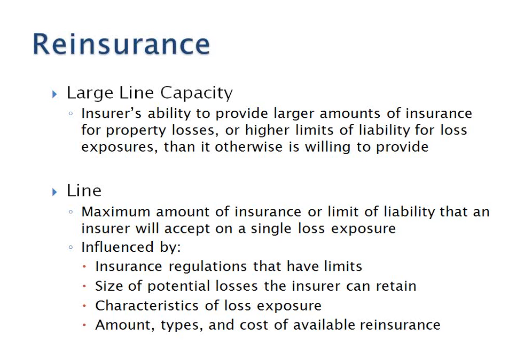And so some of the things that might influence that would be insurance regulations that have limits. For medical malpractice, some states have limits on payouts on medical malpractice claims, some don't. They have punitive versus not. It could be workers' comp or general liability. It depends on the state. They may have caps on certain things, or they'll specify exactly what has to be paid. Then there's the size of potential losses that the insurer can retain, and also line characteristics of the loss exposure, and then the amount, types, and cost of available reinsurance. So when we talk about a line, we're talking about a line of coverage.